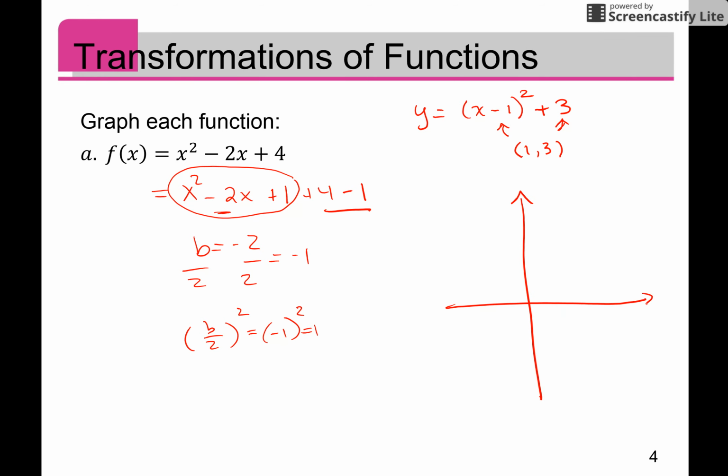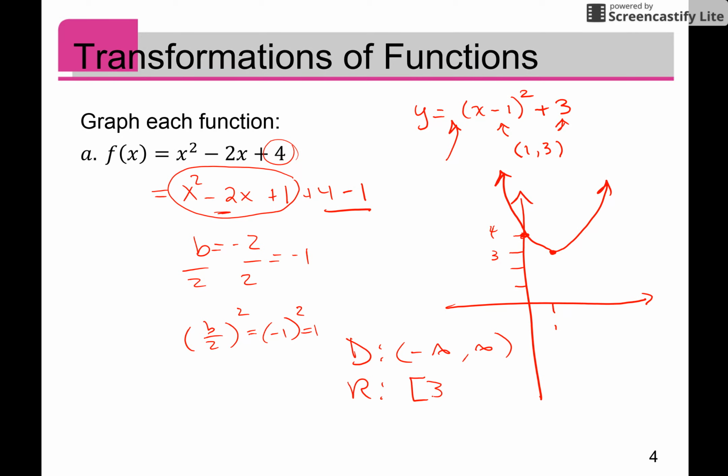So I'm going to draw at positive 1, positive 3, the vertex, and then we know that because we have a positive coefficient in front, the parabola opens up. Now it's easy enough to plug in 0 for the x's and get our y-intercept. It's at 4. So right here at 4 is where our y-intercept is, and so we draw our parabola opening up that way. Notice that the domain of this function is all real numbers, and my range, the lowest we go is 3. So it's 3 to infinity.